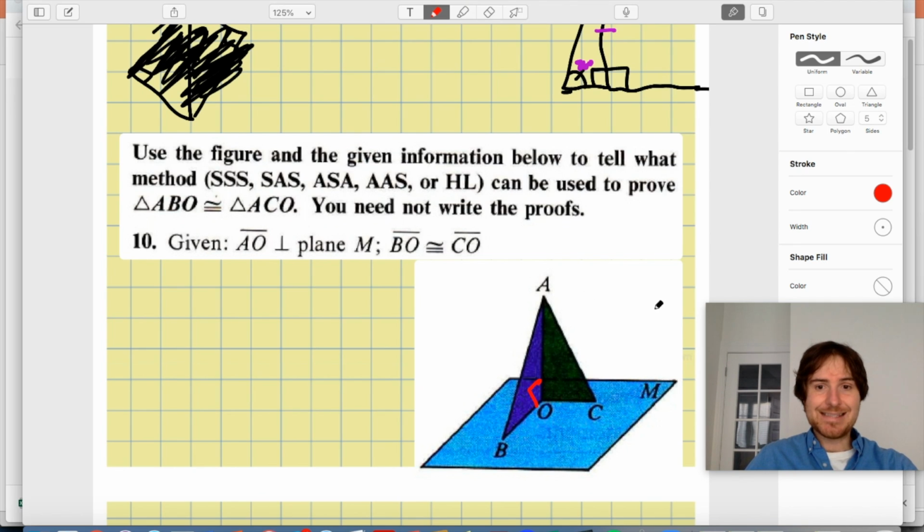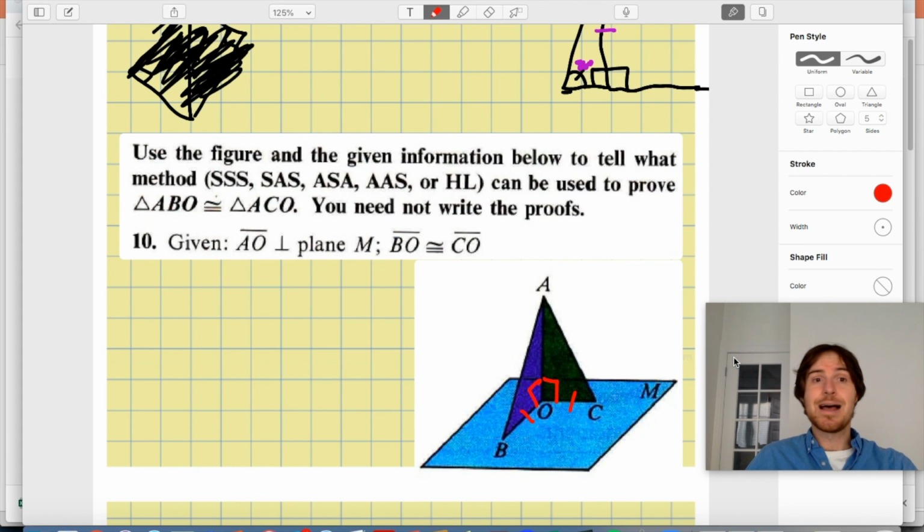So we know that. And we know that OC is in plane M, so that means it's also perpendicular to line AO, and that's from the definition of a line perpendicular to a plane. Any line passing through the point of intersection with that line that's in the plane is perpendicular to that line. That's a definition that came up this chapter. So we know that those two things are true. BO and CO are congruent to one another. We know those things are true.